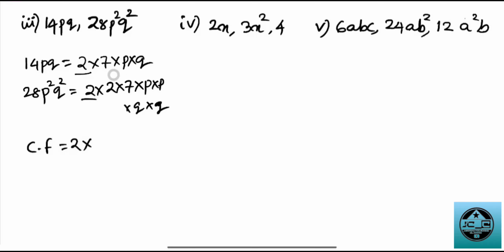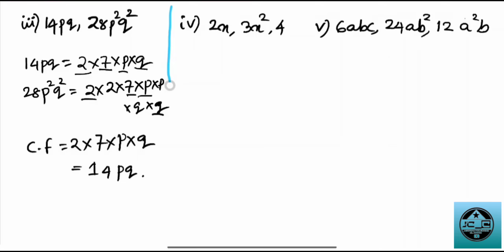Then 7, again p, and the common factors also include q. So it is 14pq. Clear? This is the final answer. 14pq is the common factor.